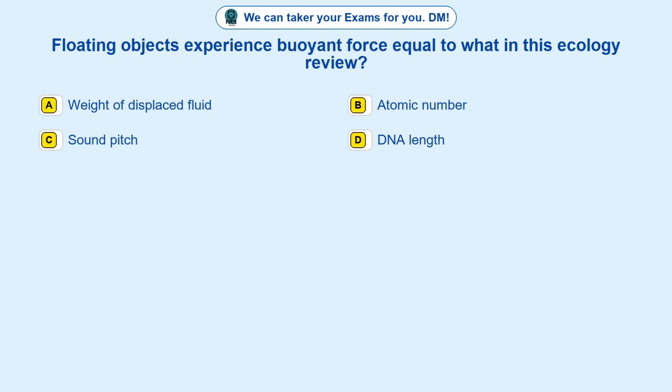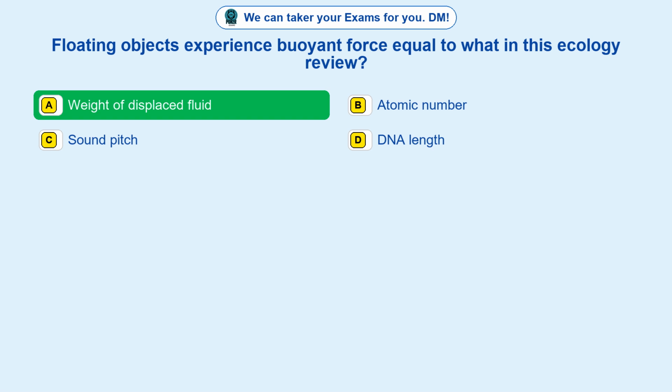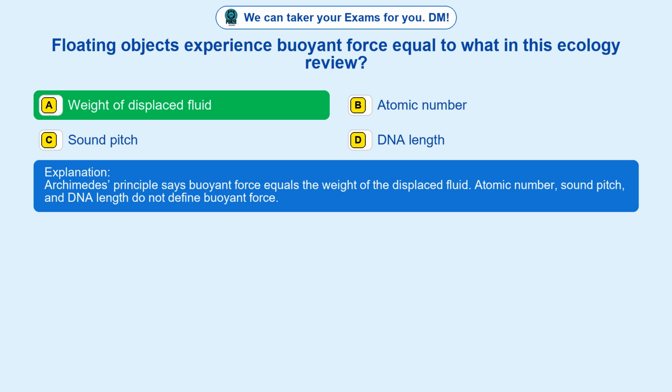Question 80. Floating objects experience buoyant force equal to what in this ecology review? Option A, weight of displaced fluid. Option B, atomic number. Option C, sound pitch. Option D, DNA length. The correct answer is option A. Weight of displaced fluid. Archimedes' principle says buoyant force equals the weight of the displaced fluid. Atomic number, sound pitch, and DNA length do not define buoyant force.